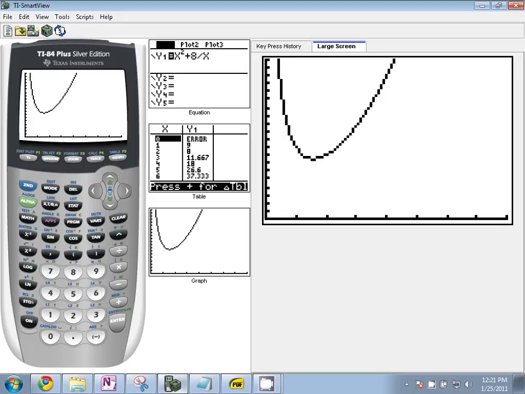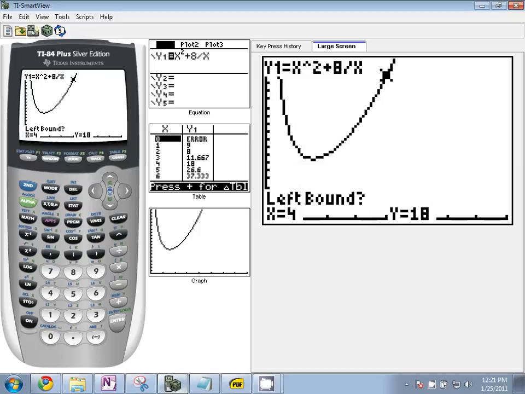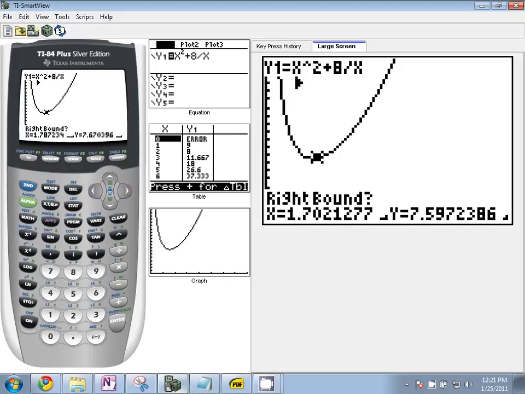So how do we go about finding the minimum of this function? Zoom. So we go to calc, minimum. It asks us for the left bound first, right? Yeah. So we got to click over, and I always have to be careful about clicking too many times, or the cursor goes for a walk without me. Left bound, right bound, and guess.